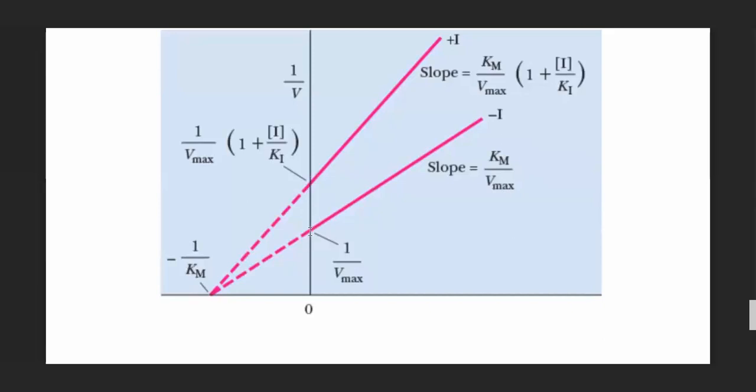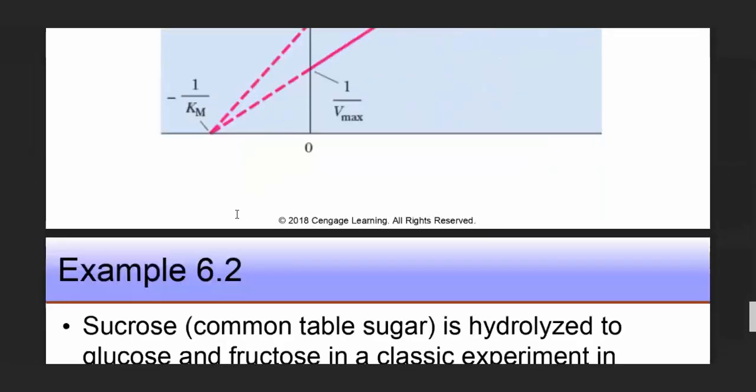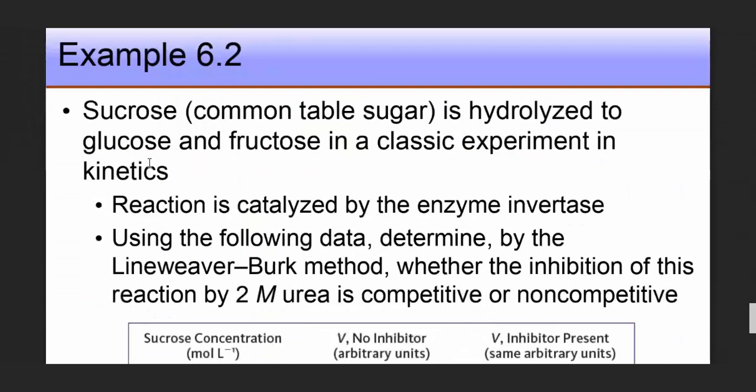To prove this to you, suppose this 1 over Vmax here equals 3, and here this is equal to 4. So Vmax here is 1/3, and the new Vmax is 1/4, so it decreases from 1/3 to 1/4. So know the shapes of all these types of inhibition, in addition to seeing this example.